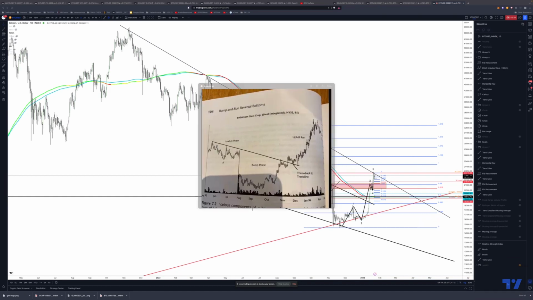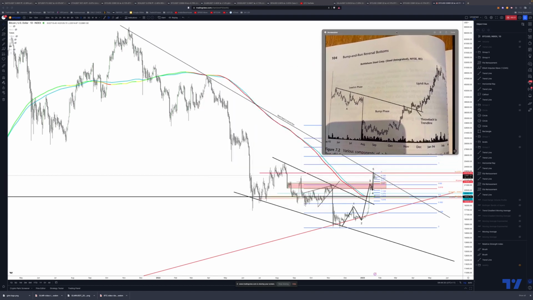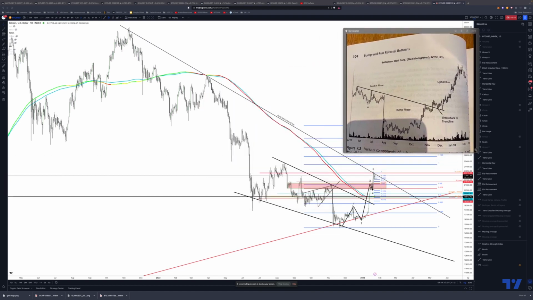So here it is. This is the bump and run reversal bottom. Now we can see this bottom structure, and we are likely to get a rejection. That's my thinking until we break above it. And when we break above it, it might retest it, and then up it goes. How high it goes, that's another story. But this is what we're looking at, this strategy.